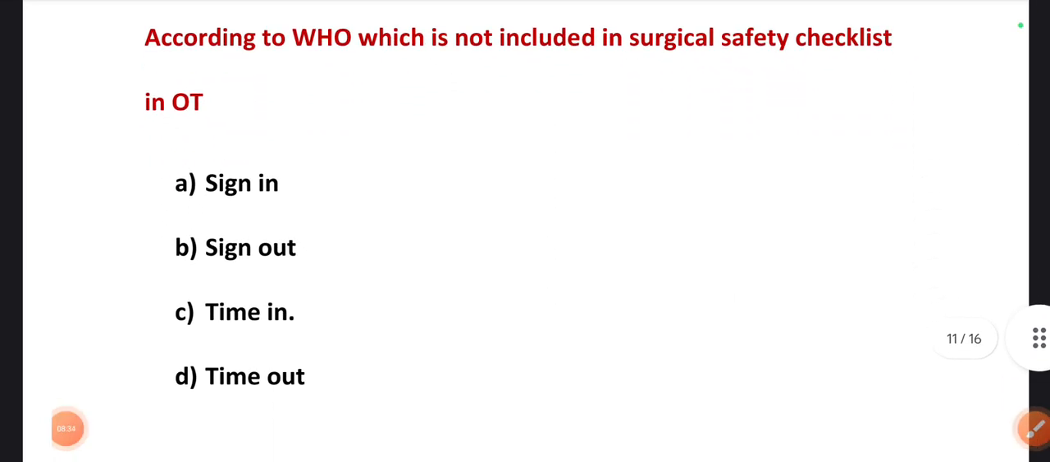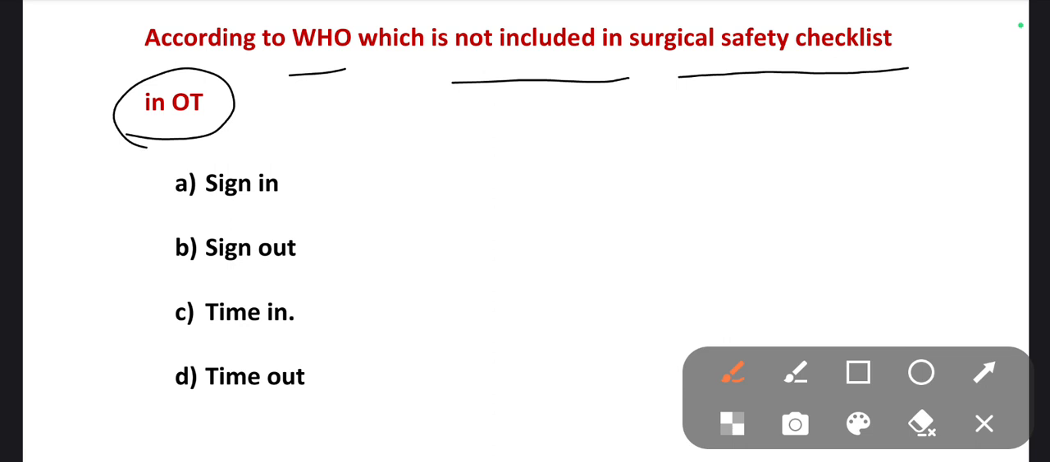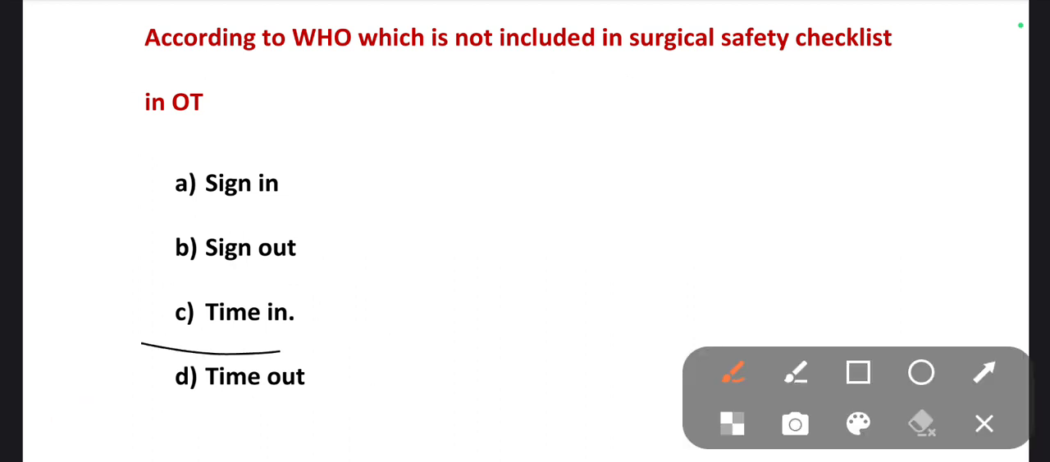The next one is, according to WHO, which is not included in the surgical safety checklist in the OT, operation theatre? Options are sign in, sign out, time in, time out. The right one is time in.